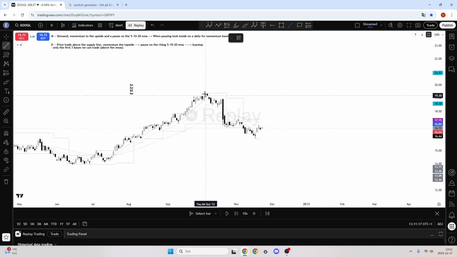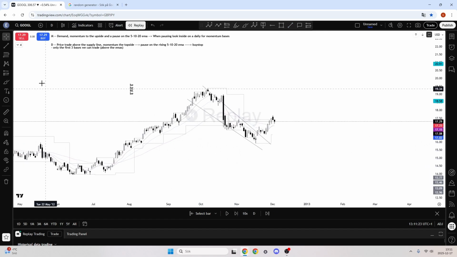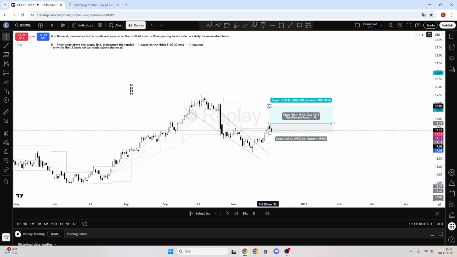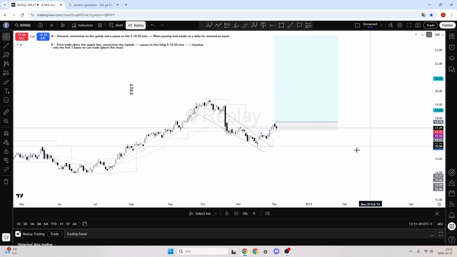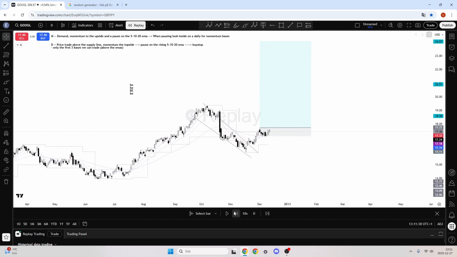Let's just wait for our supply line. I would draw it something like this. And then you have price above the supply line and strong momentum to the top side, just like this. Perfect. Still valid trade. Tapped in.